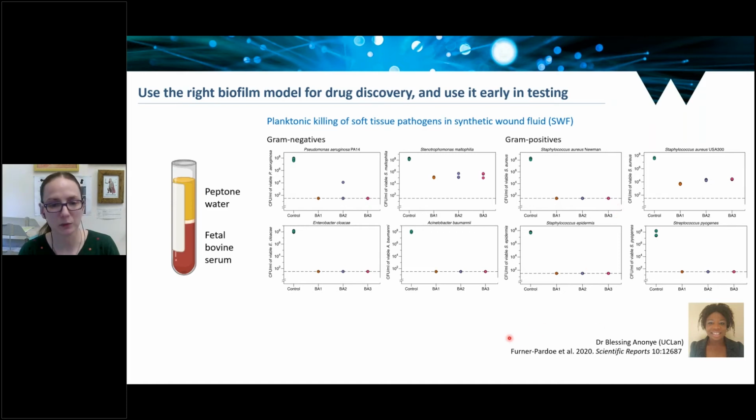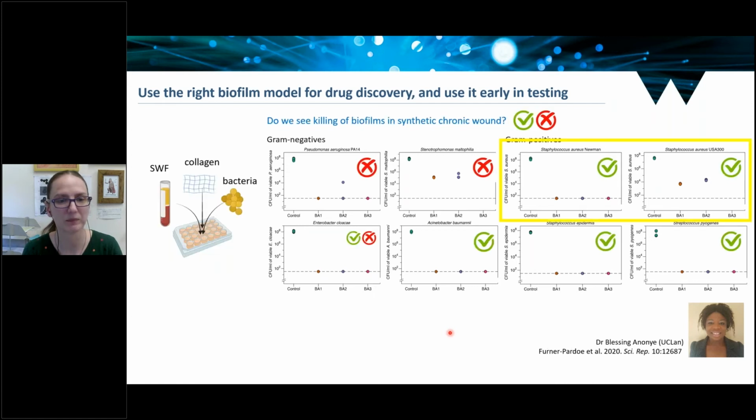What Blessing then did was add the collagen to this wound fluid to make the solid little plugs of soft tissue mimic, and she grew the same pathogens as biofilms in that model for 24 hours. Then she exposed them to our candidate ancient biotic and asked which of them it could still kill. And the results were mixed. Some species, like the Staphylococcus species, like A. baumannii and Streptococcus, we could still kill when they were biofilms. Some species, like Stenotrophomonas, Pseudomonas, and Enterobacter, we couldn't kill once we'd made a biofilm in that model.